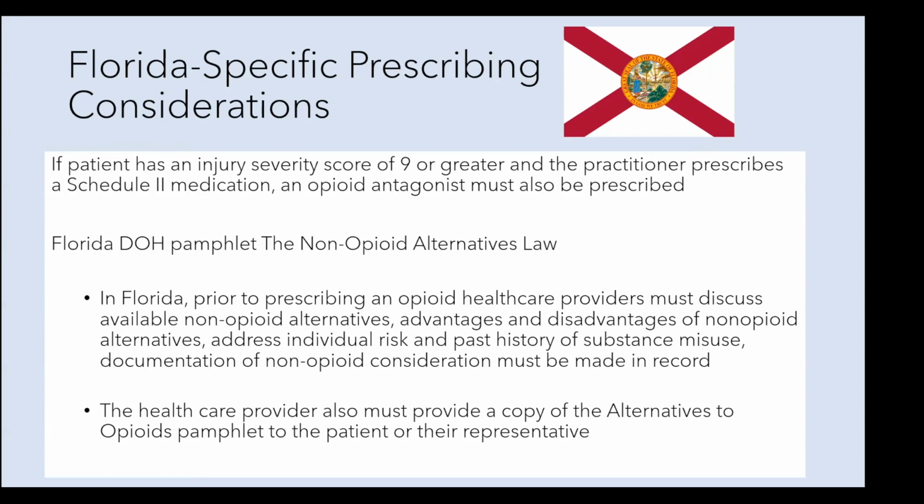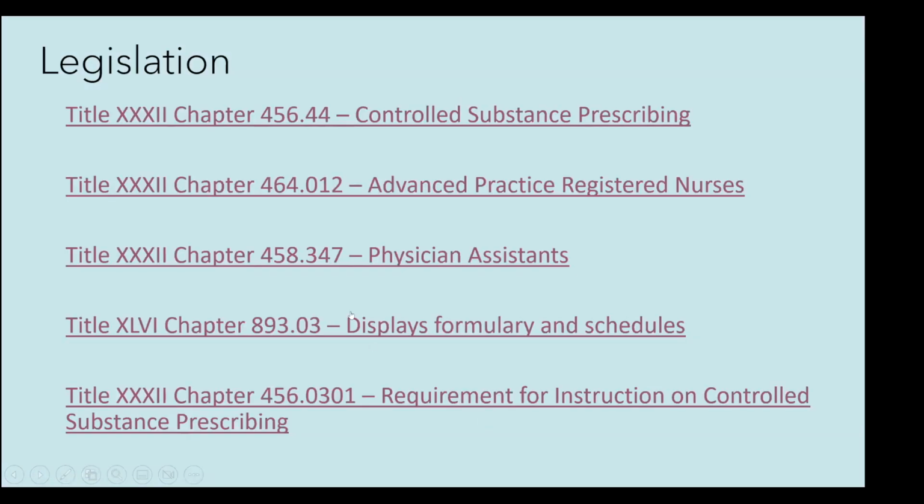And the provider has to review this pamphlet with the patient when prescribing an opioid and discuss the advantages and disadvantages of non-opioid alternatives and assess individual risk. And documentation of these considerations has to be made in the record. And the healthcare provider has to provide a copy of that handout as well, that pamphlet. And then I have linked here the different legislation that I've used in that section.